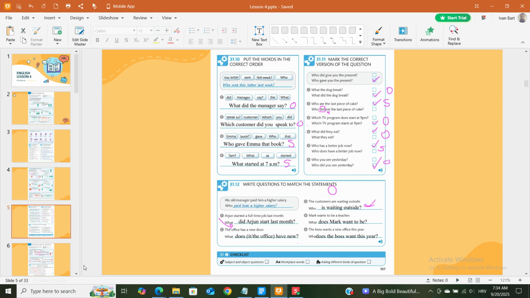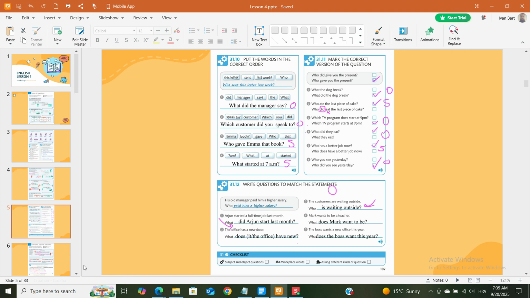31.12 Write questions to match the statements. His old manager paid him a higher salary. Who paid him a higher salary? Arjun started a full-time job last month. What did Arjun start last month? The office has a new door. What does the office have? The customers are waiting outside. Who is waiting outside? Mark wants to be a teacher. What does Mark want to be? The boss wants a new office this year. What does the boss want this year?